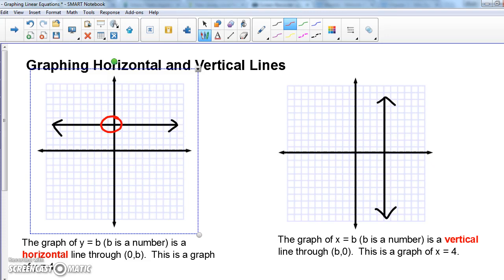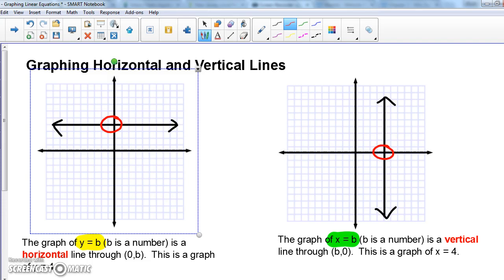If you look on the right, the graph of x equals b. So you see how that's different. Over here we have y equals b. Over here we have x equals b. So on the left there's no x. On the right there's no y. Now remember, b is just a number, so like x equals 2, x equals -9, whatever, is a vertical line. So it goes up and down, and it goes through (b, 0). So this graph is a graph of x equals 4, and you can see it goes through (4, 0).